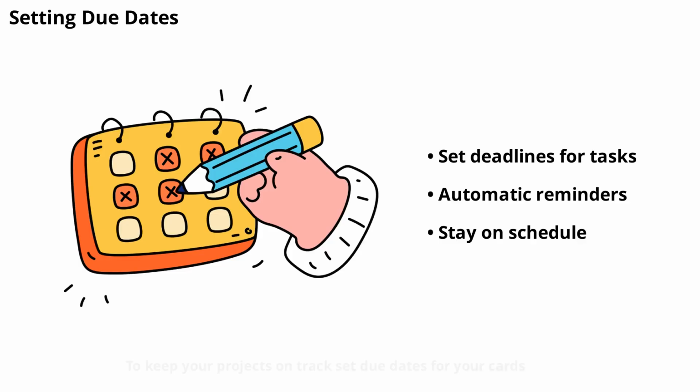To keep your projects on track, set due dates for your cards. Click on a card, select the due date option, and pick a deadline. Trello will remind you as deadlines approach, helping you stay organized and meet your goals. Due dates are essential for time-sensitive tasks and project milestones.